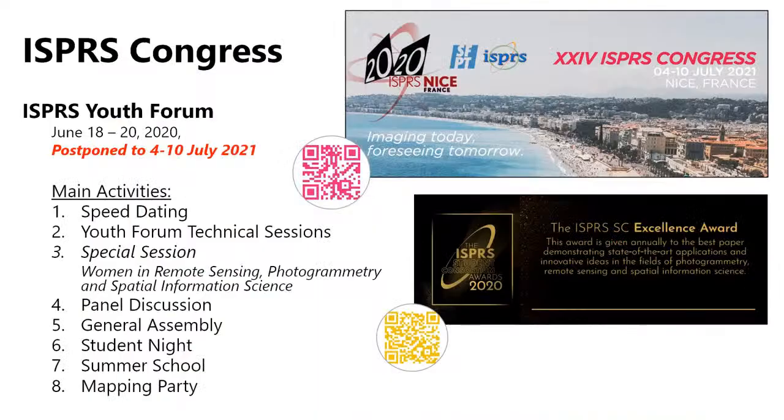The ISPRS Congress is one of the biggest gatherings in our scientific community, which is held every 4 years. The Congress hosted a virtual event for all papers submitted this year and postponed the in-person meeting for 2021. During the Congress, the consortium will be hosting a 3-day youth forum, which will feature the following activities: speed dating, technical sessions, a special session on women in remote sensing, photogrammetry, and spatial information science, a panel discussion, the General Assembly for our members, a student night, another summer school, and we'll co-organize a mapping party.